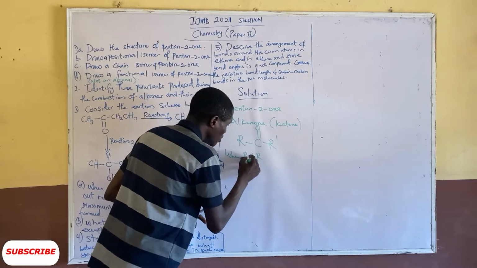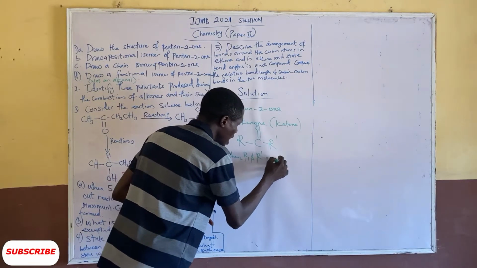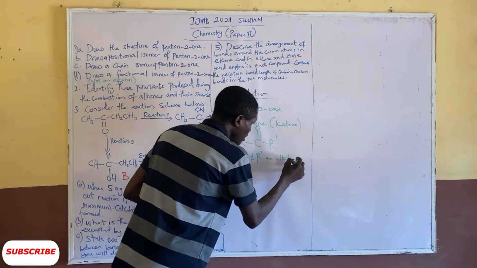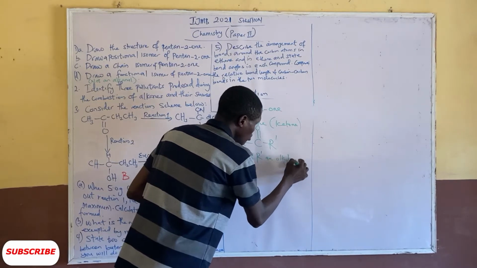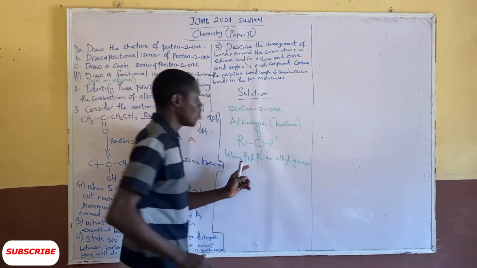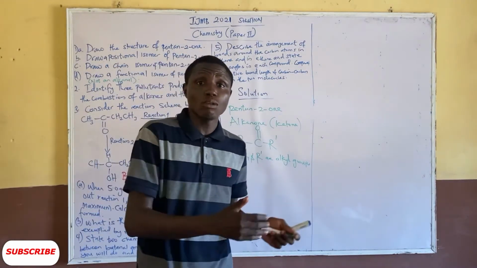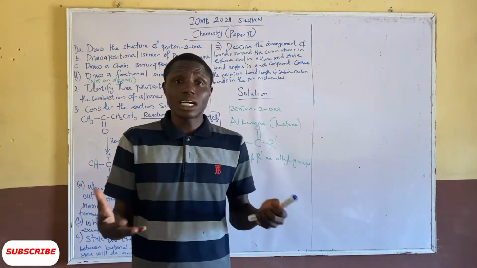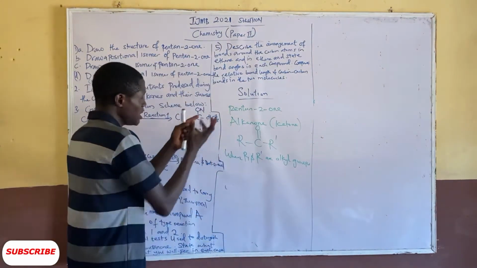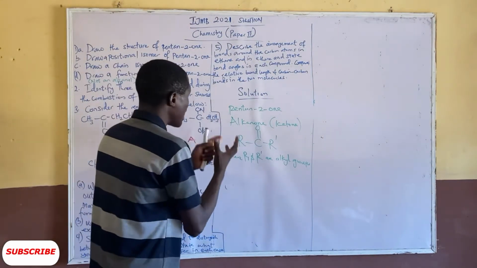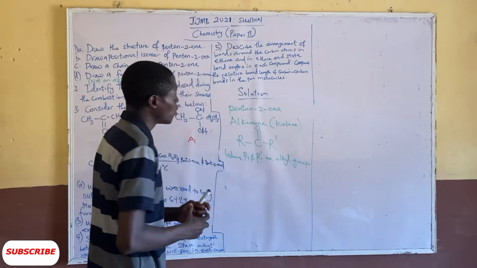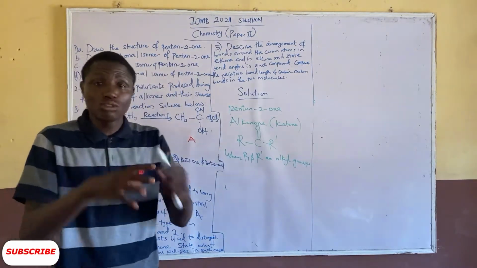Where R and R prime are alkyl groups. An alkyl group can be the same or can be different from one another. So now this is the functional group of alkanone. And how do we now draw the structure of pentan-2-one?